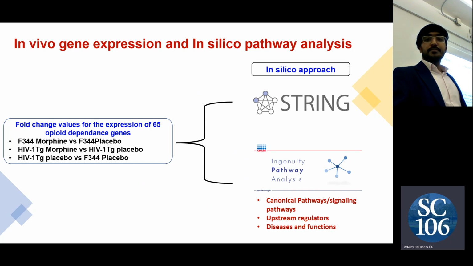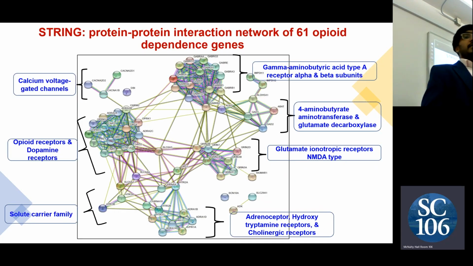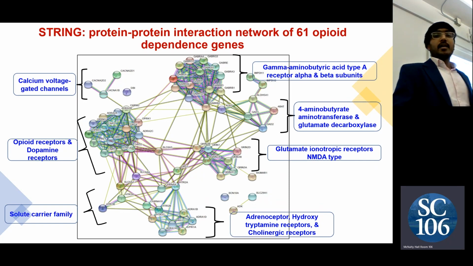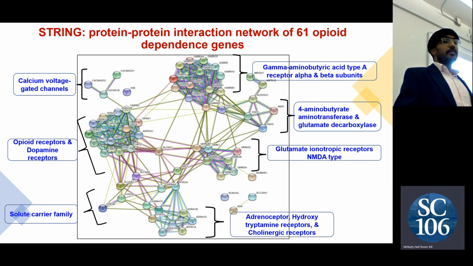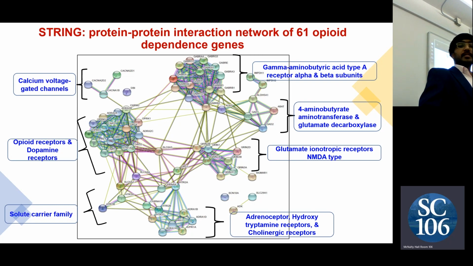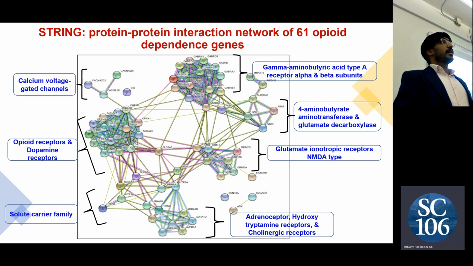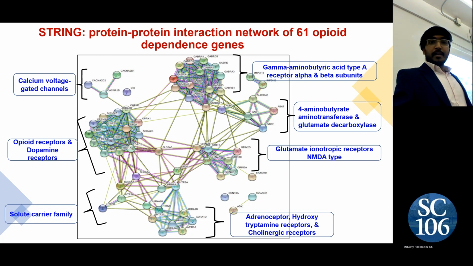First, we constructed an interaction network using the STRING analysis, which gives clusters of closely related genes among these 65 opioid dependence genes, where we had calcium channels, opioid receptors, dopamine receptors, glutamatergic receptors, NMDA receptors, adrenal receptors, and cholinergic receptors.